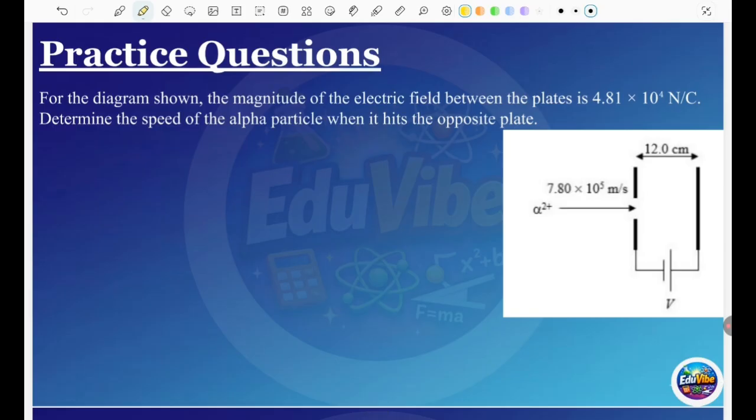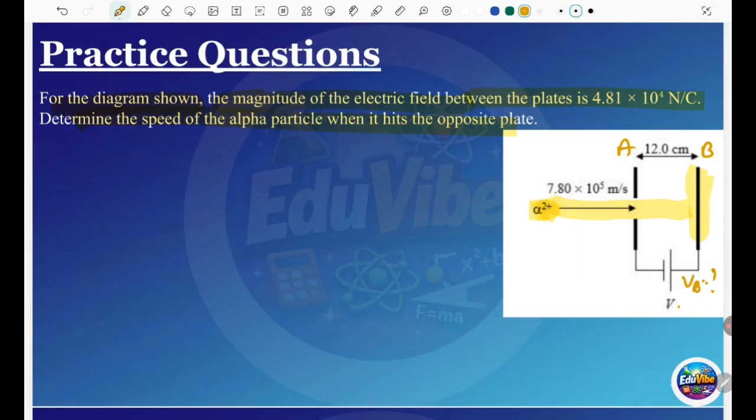This one says that for the diagram shown, the magnitude of the electric field between the plates is 4.81 times 10 to the power 4 newtons per coulomb. We have to find the speed of the alpha particle when it hits the opposite plate. So if this is A and this is B, we have to find the speed at B, which means we have to find VB.